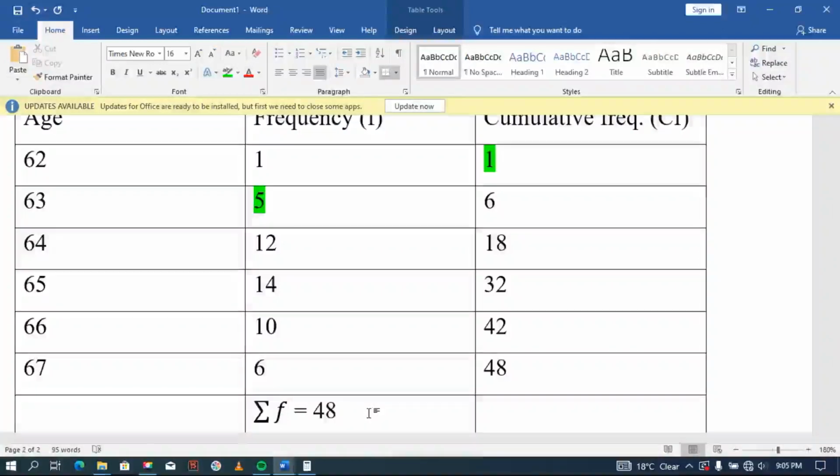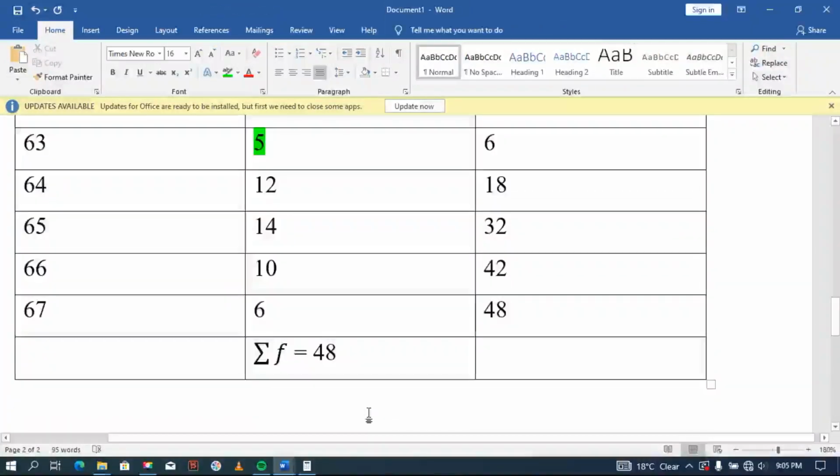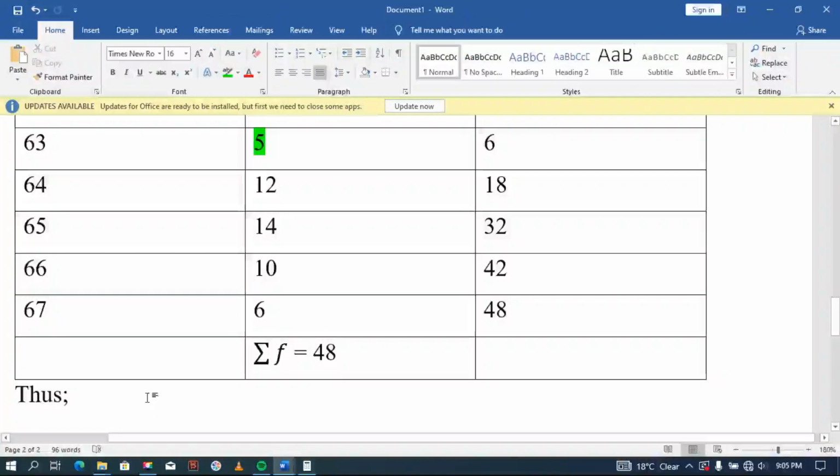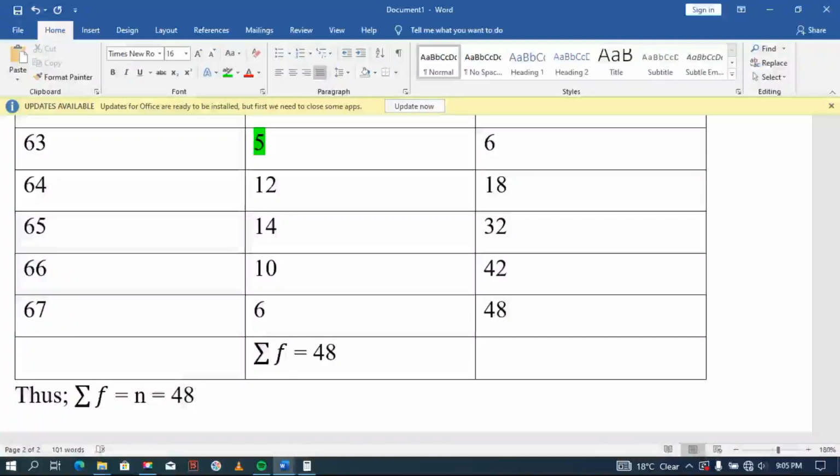So thus, the summation of f is the same as n, which is the same as 48. So meaning that our total frequency is 48. So now we are done with that.